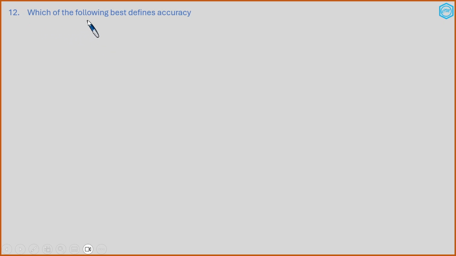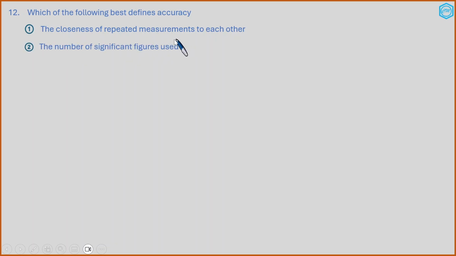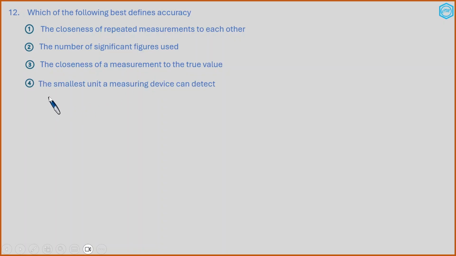Question 12. Which of the following best defines accuracy? 1. The closeness of repeated measurements to each other. 2. The number of significant figures used. 3. The closeness of measured to the true value. 4. The smallest unit a measuring device can detect. So which of the following best defines accuracy? Accuracy is the closeness of a measurement to the true value. That is the correct option.